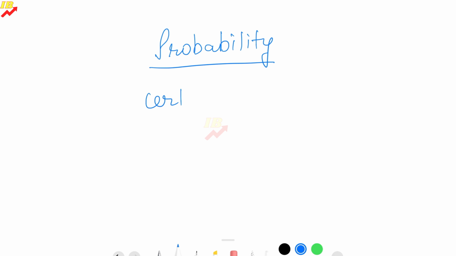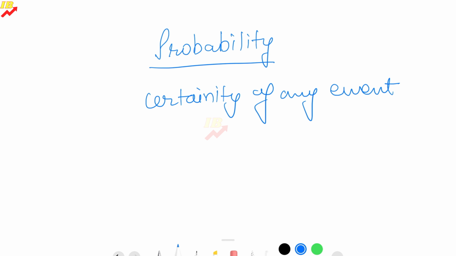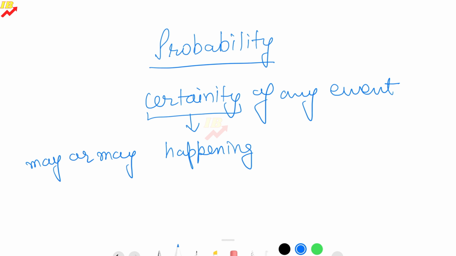Today's topic is probability. So let's understand what is probability. Probability is the certainty of any event. So I said certainty. Certainty means that the thing or the event is happening or not happening. Or I can say may or may not be happening. Event stands for the given condition.